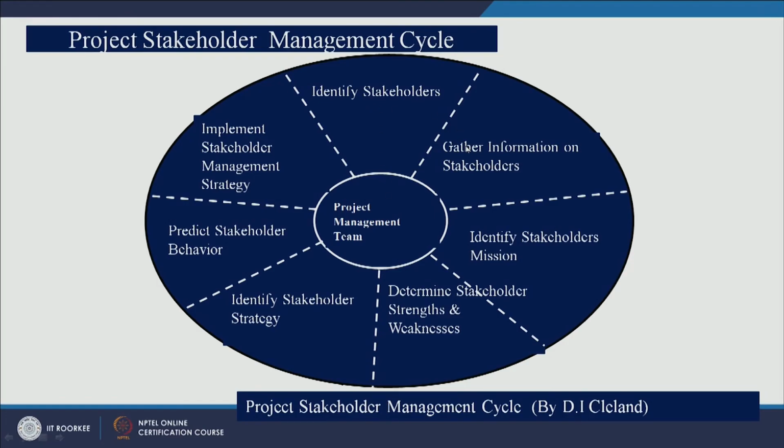Identify stakeholders, gather information related to them, what is their mission, determine stakeholder strengths and weaknesses, identify their strategy, predict their behavior, implement a stakeholder management system. So, this is the project stakeholder management cycle given by D.I. Cleland. So, this is all about stakeholder management.